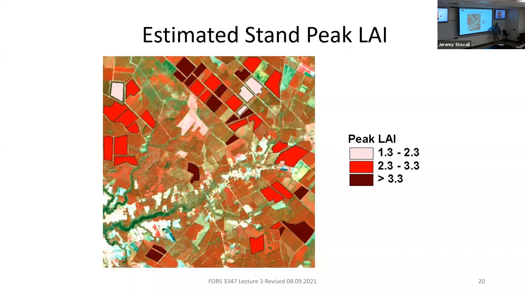Okay, look at this stand that's in white up here. Its leaf area index is 1 and 2 about. Okay, is that a candidate for fertilization? Yeah, you bet. Okay, should you definitely fertilize it? No, you need more information.